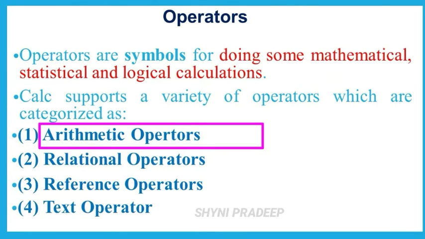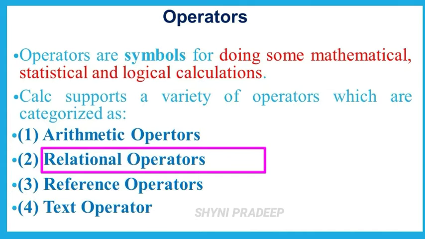What are arithmetic operators? Arithmetic operators are symbols for performing simple arithmetic operations such as addition, subtraction, multiplication and division. These operators return a numeric result. Plus, minus, multiplication, division, exponent, percentage. These are the arithmetic operators.